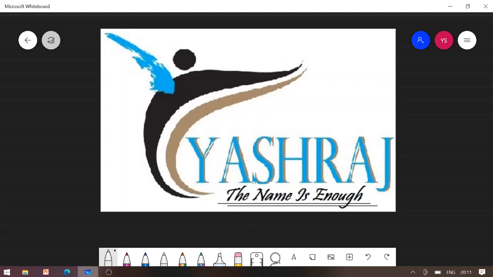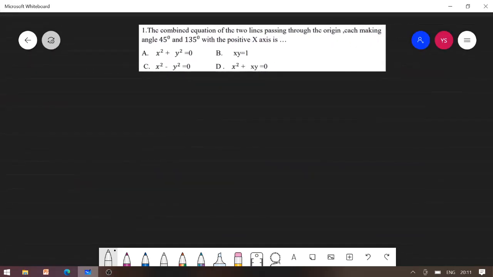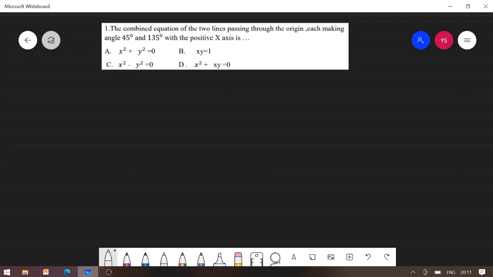Now, in this lecture, we are going to discuss the problems on pairs of straight lines from your question bank provided by the Maharashtra State Board. So, we have the first question as an MCQ. Within it, the first sub question.